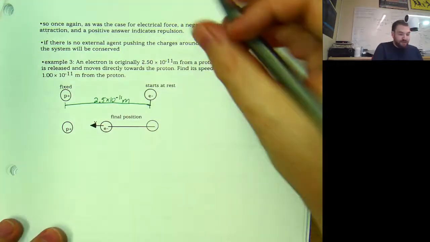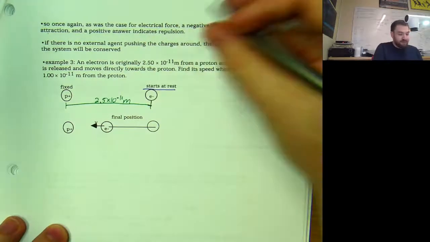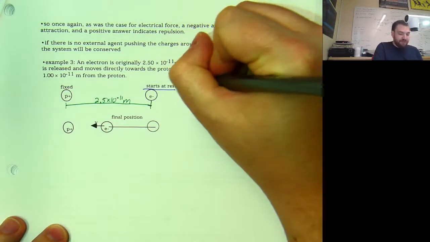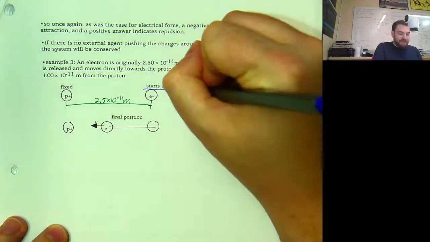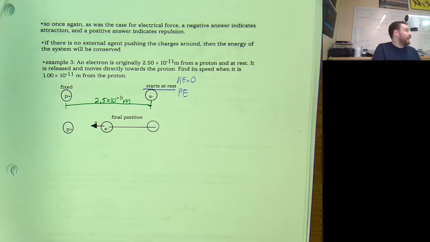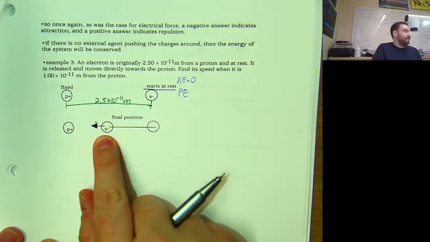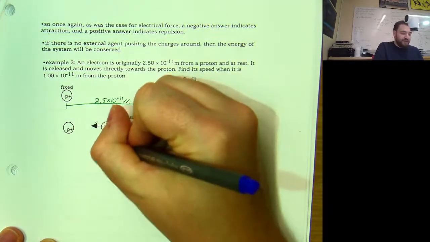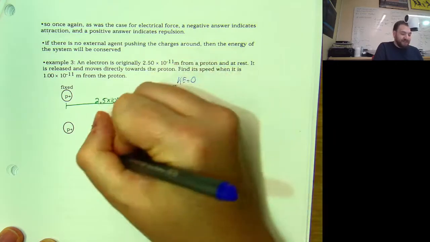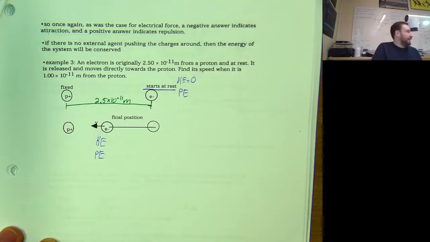So we've got, starting at rest, KE equals 0. PE is going to have some value. Why is potential energy going to have a value here? Because we're not out at infinity. What kind of energy are we going to have here? Kinetic energy and potential energy, because this thing's getting closer and moving faster.